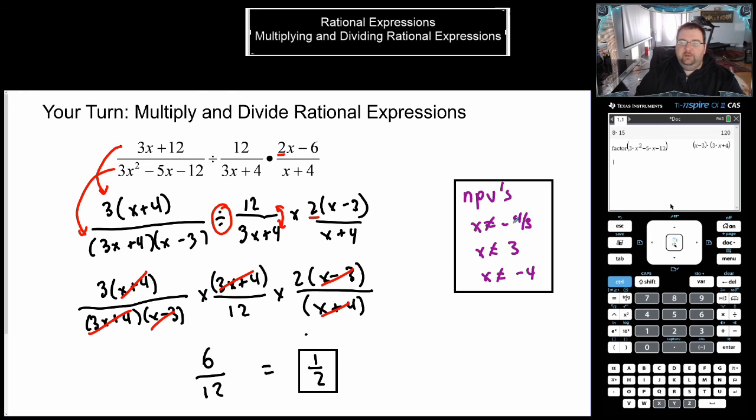And your NPVs, your non-permissible values, come from this. So x cannot equal -4/3. This, so x cannot equal 3. This one's the same, and x cannot equal -4. When you swap and flip this one, this 12 doesn't become a non-permissible value. It's really nothing. So there's your non-permissible values.